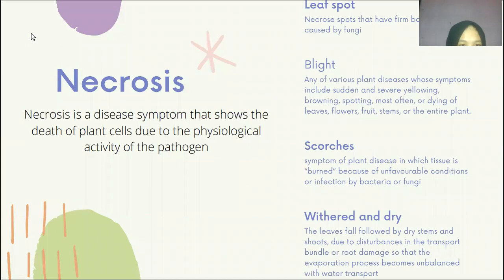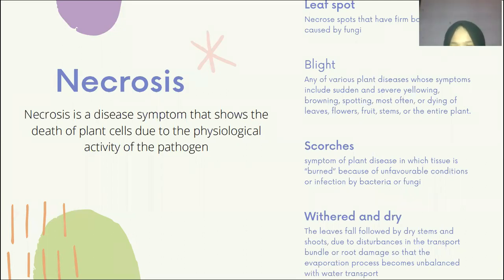Category symptoms. Necrosis. Necrosis is a disease symptom that shows the death of plant cells due to the physiological activity of the pathogen. The symptoms are divided into the following. 1. Leaf spot. Necrotic spots that have firm boundaries caused by fungi. 2. Blight. Any of various plant diseases whose symptoms include sudden and severe yellowing, browning, spotting, most often of, or drying of leaves, flowers, fruit, stem, or the entire plant.